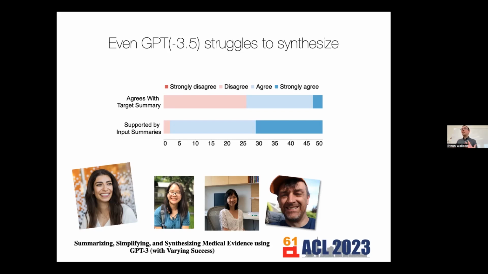I think what's going on is, anecdotally, what GPT-3.5 and GPT-4 like to do is just say, well, study 1 says this, study 2 says this, study 3 says this. And it's not what you want. What you want is a synthesis, to say, well, on balance, the evidence says whatever.